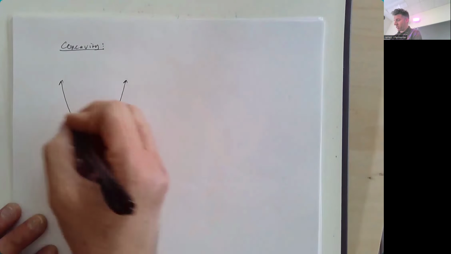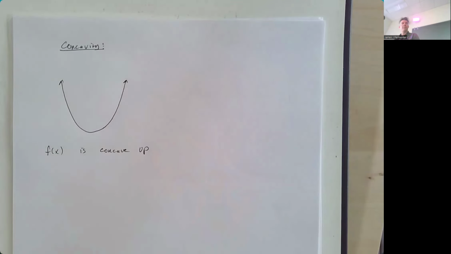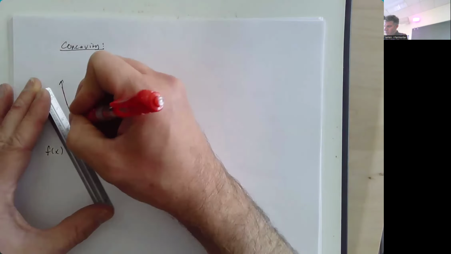I know we haven't formally defined it yet, but this function is for sure concave up. It is opening upwards. So if this is my function, f of x is for sure concave up. We're opening upwards. Okay, well, let's talk about what that means as far as the derivatives of this function. So if I start drawing some tangent lines, if I go from left to right, I point out that the slope of my tangent line is increasing.